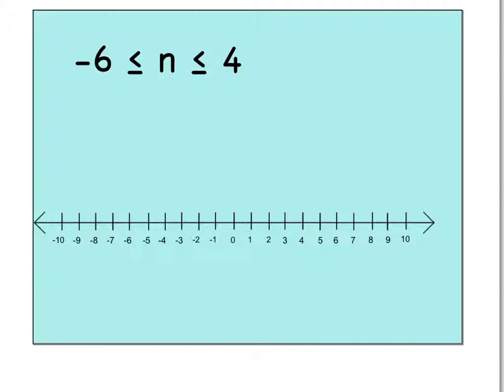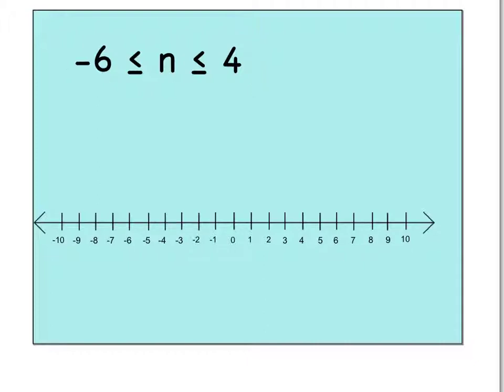With this statement, we've got negative 6, or n is greater than or equal to negative 6, and n is less than or equal to 4. So we technically have two statements. We could split it up and rewrite. So this is a statement, and then this is a statement. So I'm going to go ahead and I'm going to write these as two inequalities.